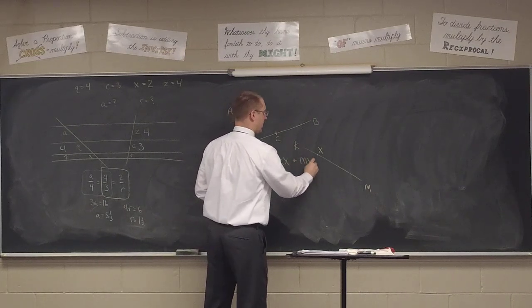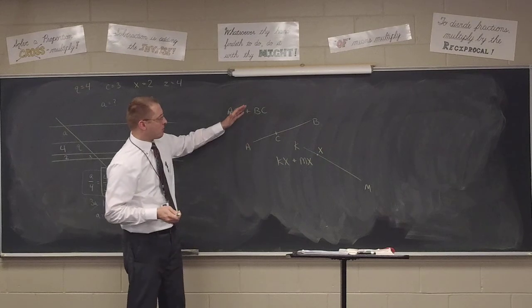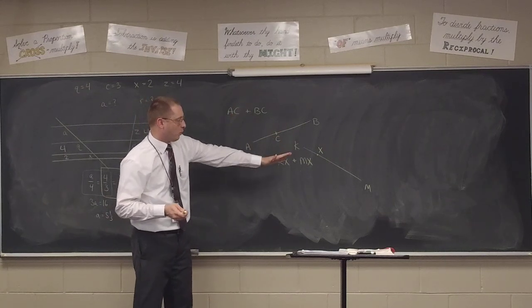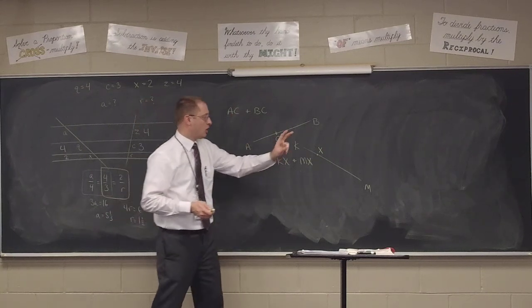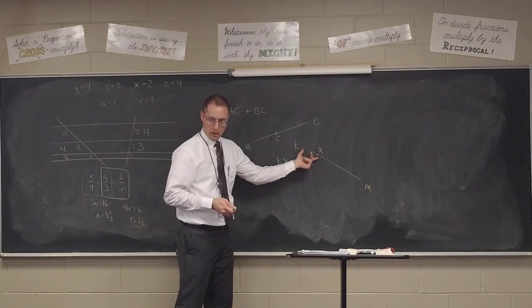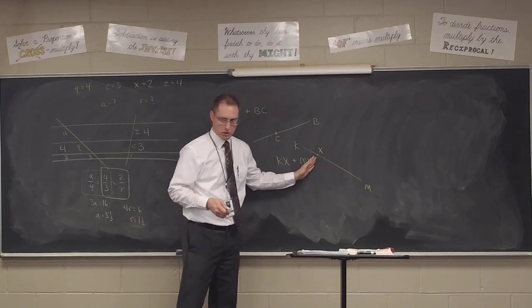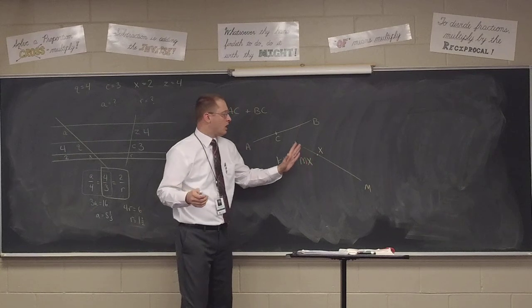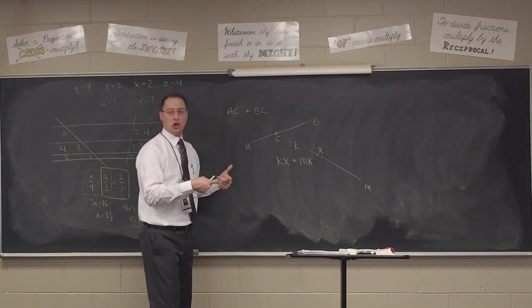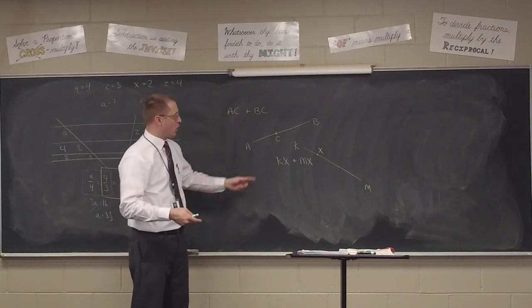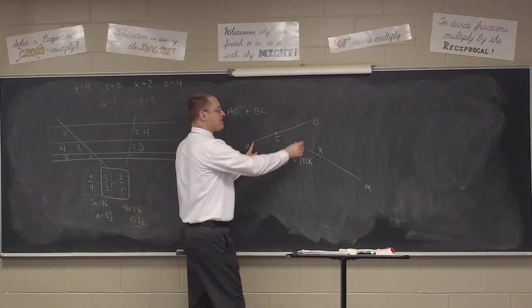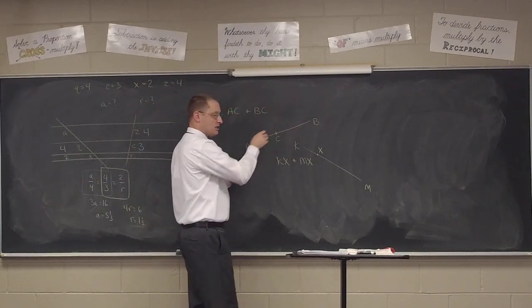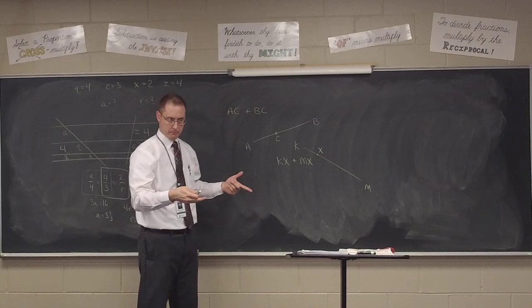KX and MX. And so when we divide a line at a point, the two segments go from an endpoint to the division point, from an endpoint to the division point, right? This is what's called internal division of a line. You pick a point that is between the endpoints and divide it internally.